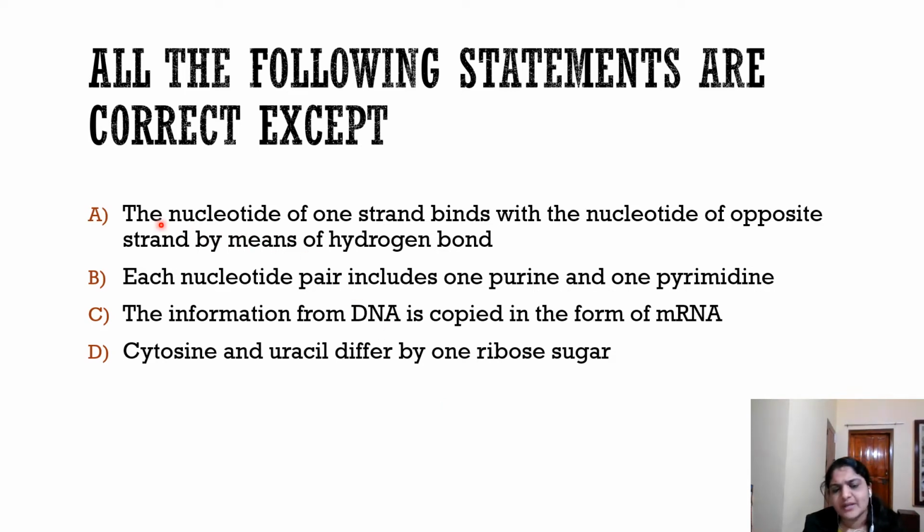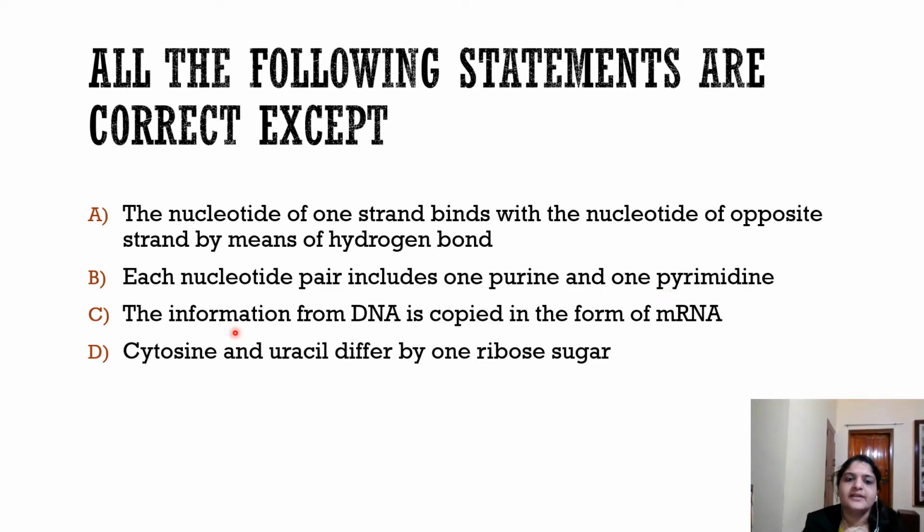Let's see the first statement. The nucleotide of one strand binds with the nucleotide of the opposite strand by means of hydrogen bond. Yes, that is true. It's by means of hydrogen bonds that the two nucleotides are connected. Second, each nucleotide pair includes one purine and one pyrimidine. Yes, that is also true. Adenine pairs with thymine, cytosine pairs with guanine.